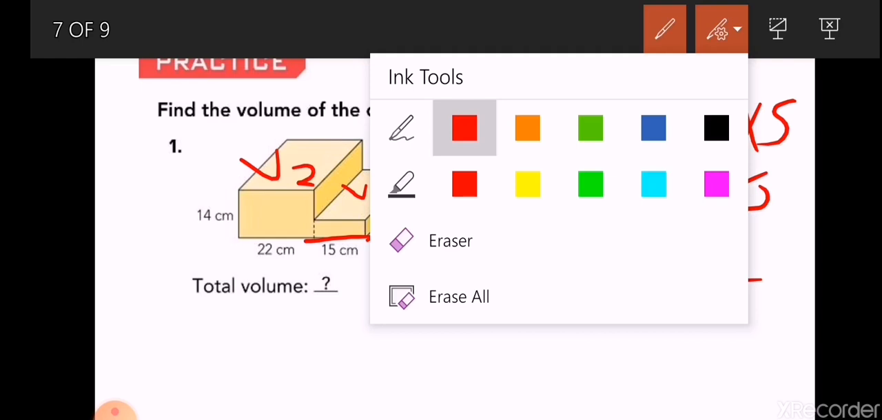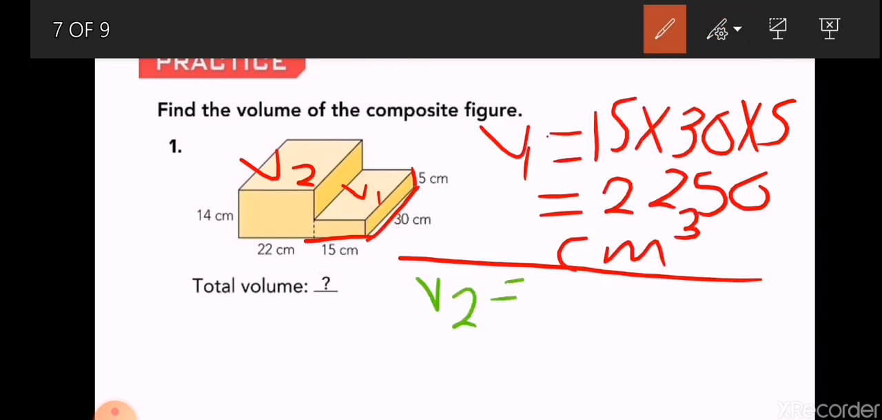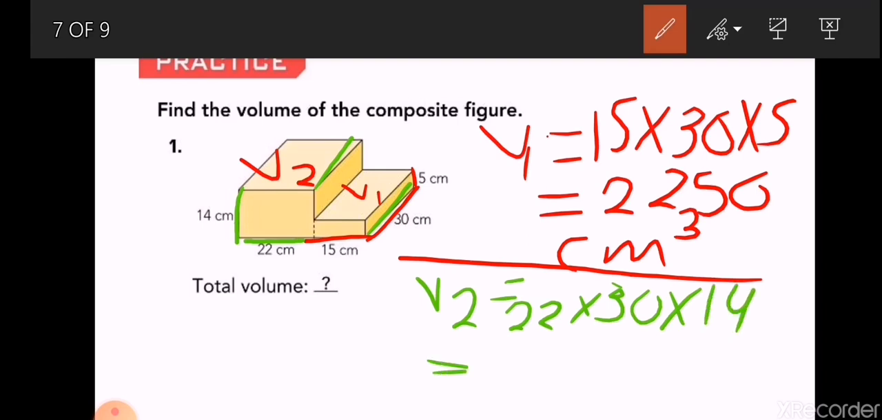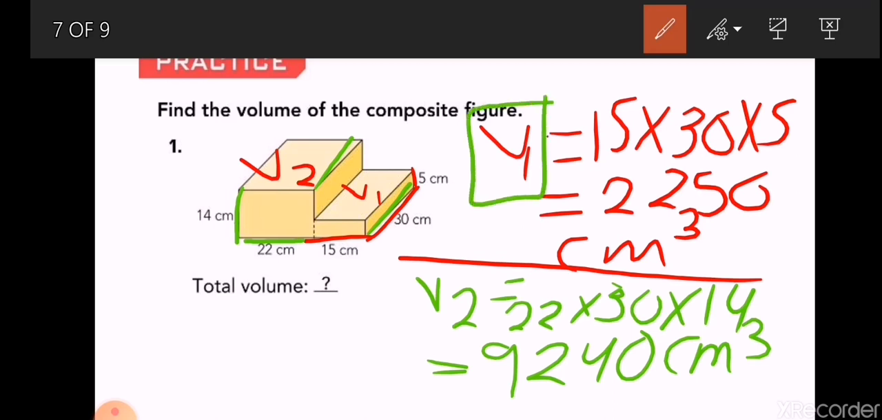Now let me find volume 2. How to find volume 2? Here the length is 22, the height is 14, and the width is the same as this width, so 30. So 22 multiplied by 30 multiplied by 14, and if you multiply you will get 9240, also centimeter cubed. So now you have volume 1 and you have volume 2.